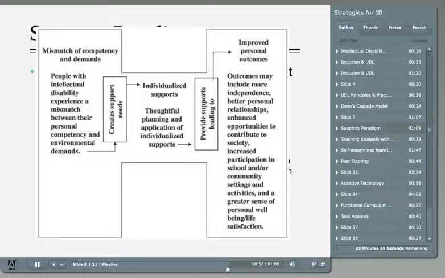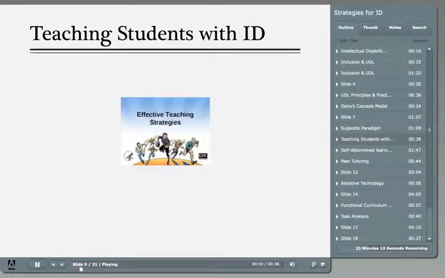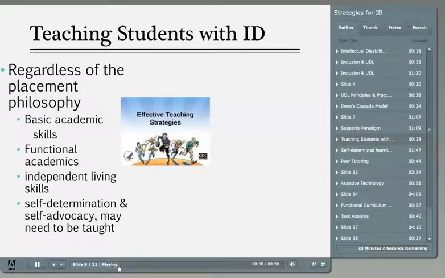We use supports for getting to school and work on time, remembering important dates, finishing important tasks, and so forth. The supports paradigm extends this by looking at the frequency and intensity of supports needed in an effort to bridge the gap between the person and the environment. Regardless of the philosophy regarding UDL and inclusion versus continuum of placement, basic academic skills, functional academics, independent living, and self-determination and advocacy skills may need to be taught.